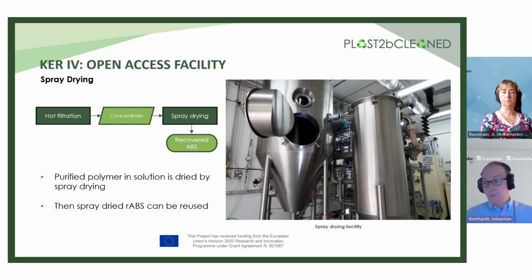As we mentioned before, when you want to dry polymer that is dissolved in solvent, usually it tends to form a skin and solvent pockets, so it's not very easy. But the spray drying we found is a very good solution for that. Here the purified polymer is pushed through a nozzle at elevated temperatures. Small particles form, and the recycled ABS can be easily reused and has a remaining solvent content of less than 0.5%.